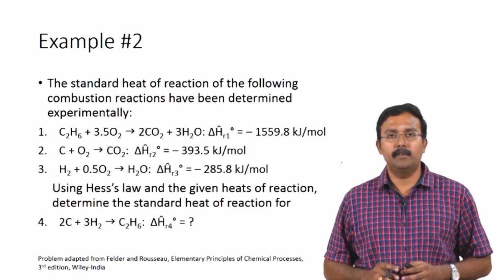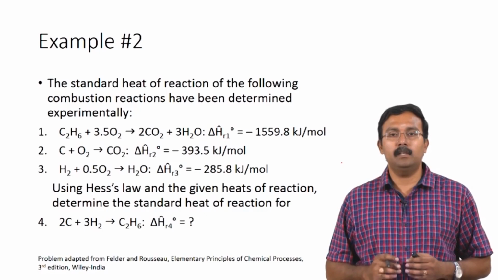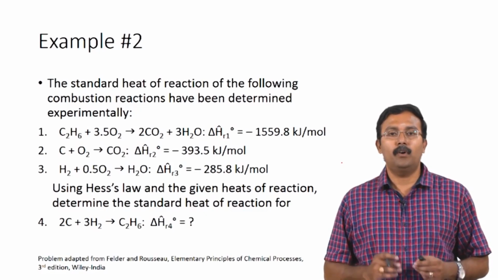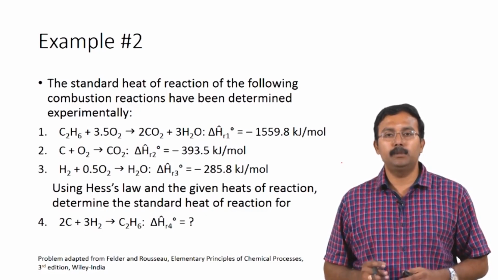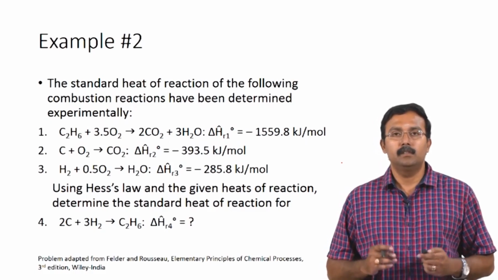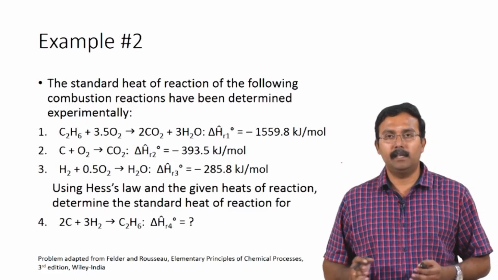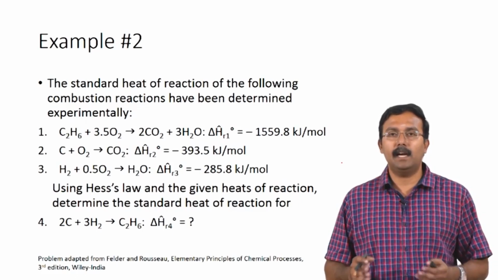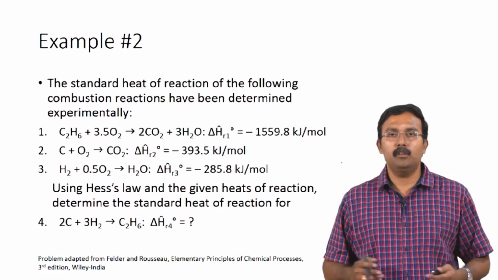So, all these are given. Now, we need to calculate the heat of reaction for 2C plus 3H2 gives C2H6, which is the fourth reaction. This reaction would not happen in real life. Carbon and hydrogen directly reacting to form a hydrocarbon is not going to happen.